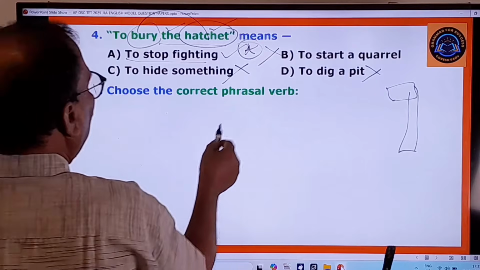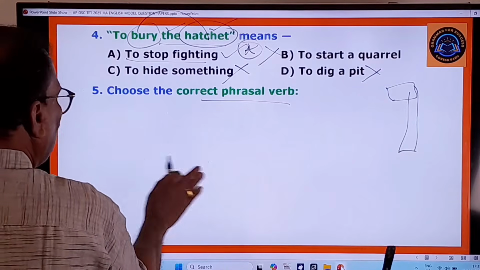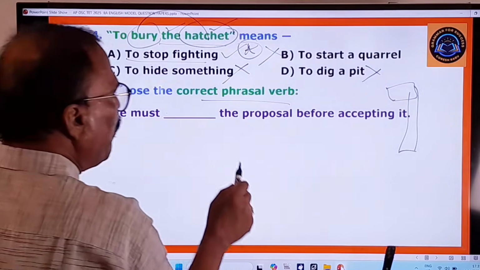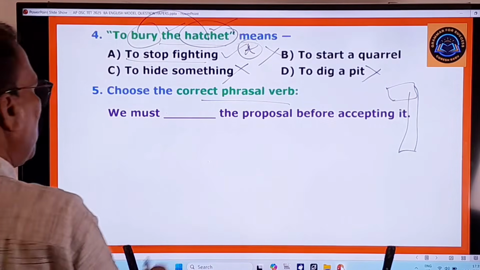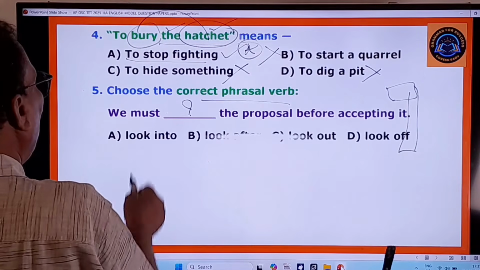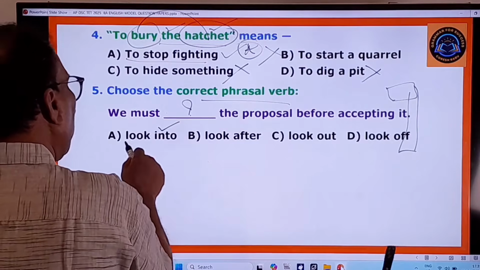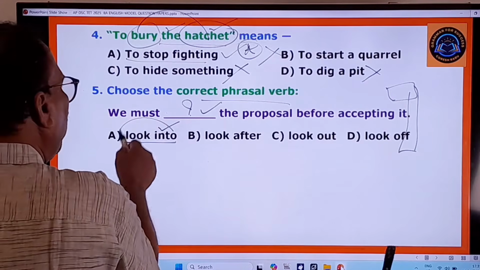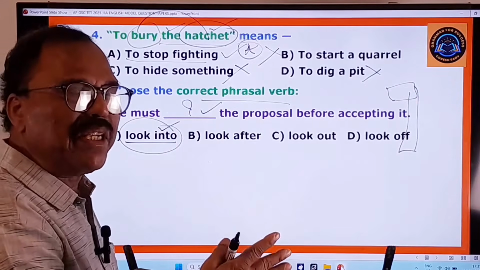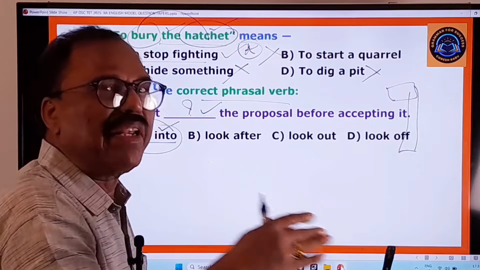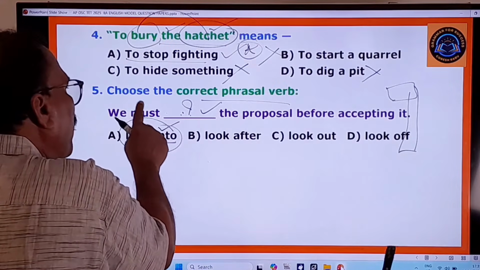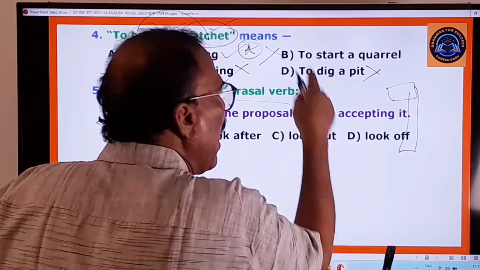Fifth question, choose the correct phrasal verb. So what is the sentence given here? Here you pay attention. We must dash the proposal before accepting it. So what phrasal verb must be used in this blank? Look into, the very first one will fit in this blank. Look into means to investigate, that is one meaning, and look into means to examine something very carefully. So that second meaning fits in this blank. Therefore we must look into the proposal before accepting it.